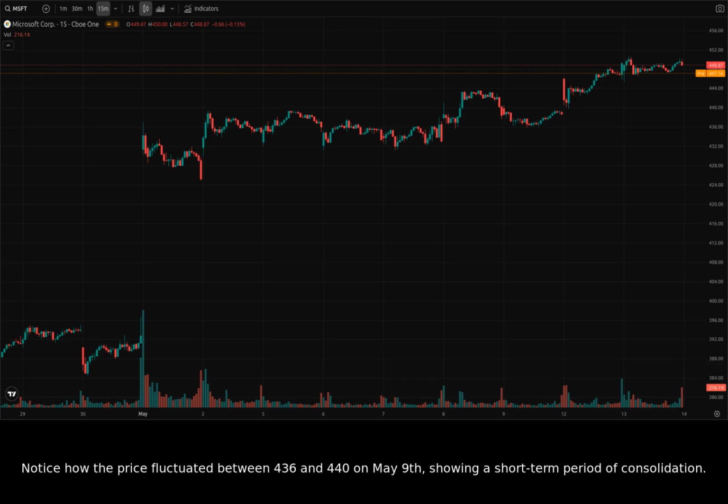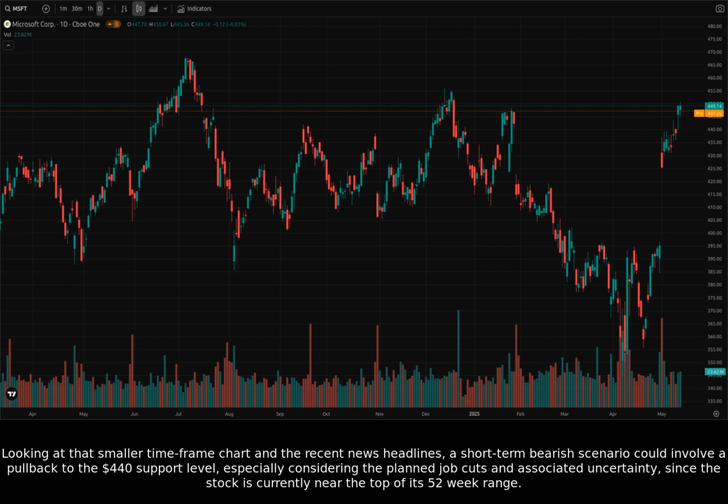This will allow us to zoom in on smaller price fluctuations. Notice how the price fluctuated between 436 and 440 on May 9th, showing a short-term period of consolidation. Looking at that smaller timeframe chart and the recent news headlines, a short-term bearish scenario could involve a pullback to the $440 support level, especially considering the planned job cuts and associated uncertainty, since the stock is currently near the top of its 52-week range.